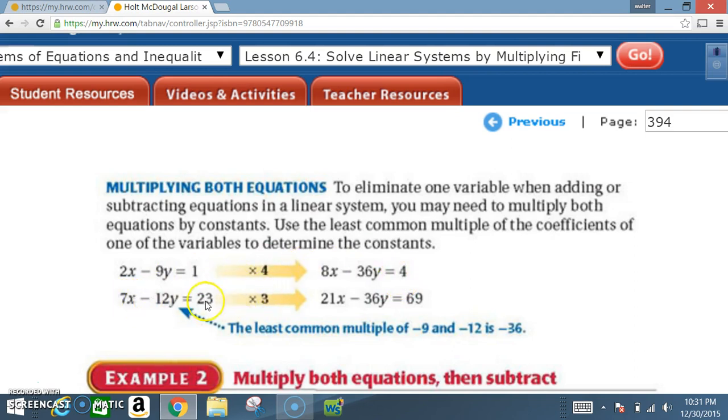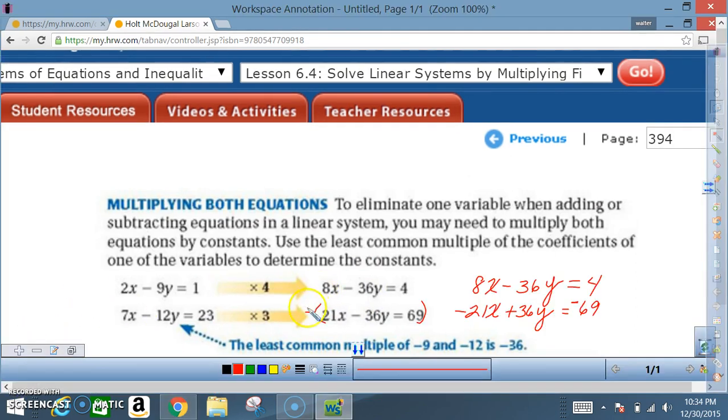3 times 7x is 21x. 3 times a -12y is equal to a -36y. And then 3 times 23 is equal to 69. Notice the y's now have the same value, and when we go through to subtract, they will disappear. The reason they're going to disappear is because on the bottom you're going to subtract. That's equivalent to applying a -1 throughout the bottom. So everything will become the opposite.